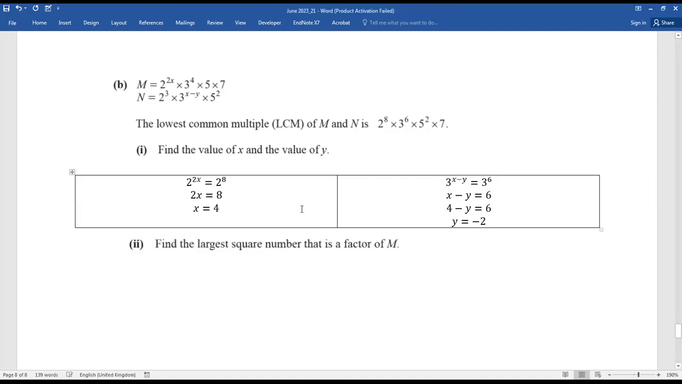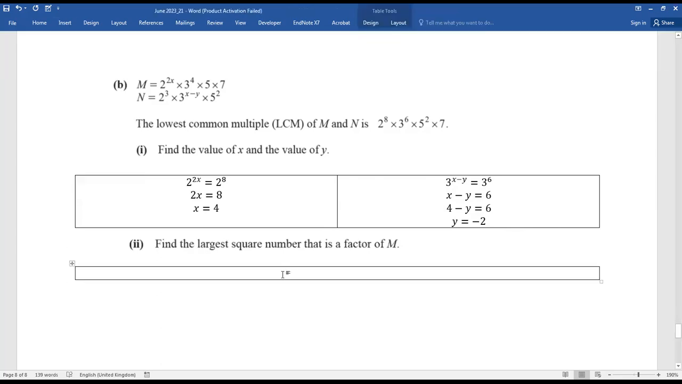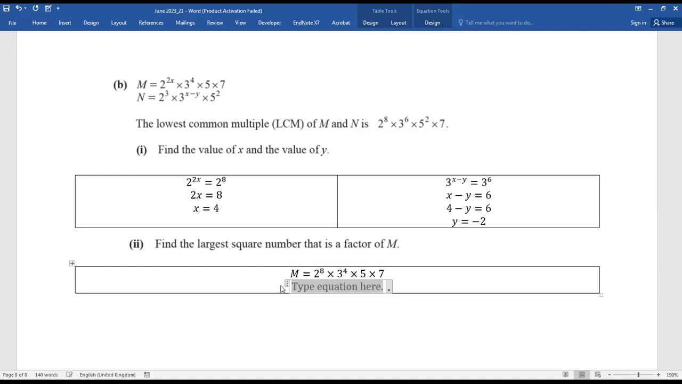Now the question says find the largest square number that is a factor of M. What square numbers can we get from M? M is 2 to the power 8 into 3 to the power 4 times 5 times 7. So we need to see what is the maximum pair that we can get from M. So we can get 2 to 8 times, so 4 pairs of 2 and 2 pairs of 3.